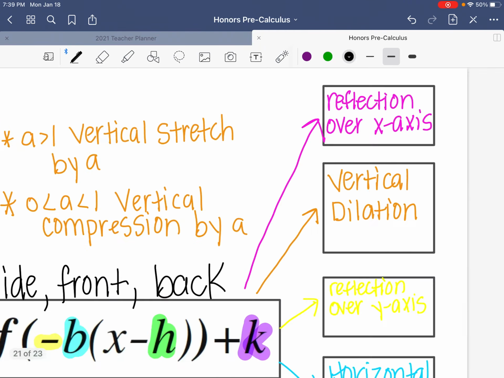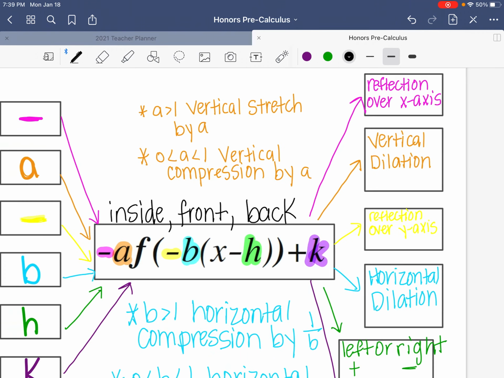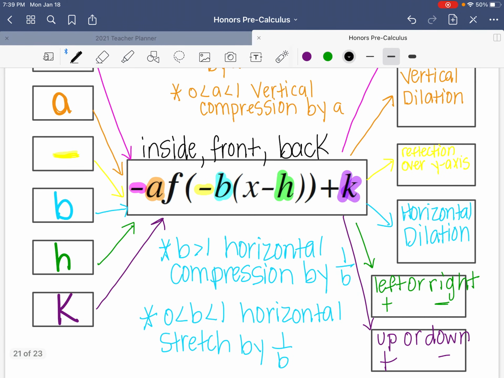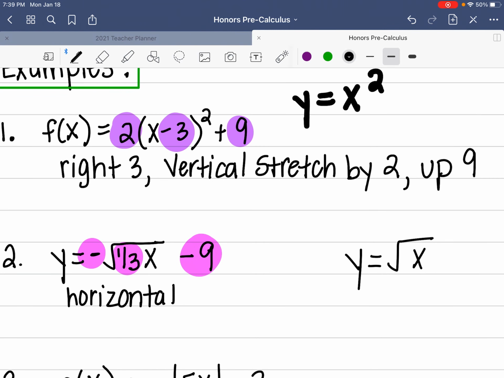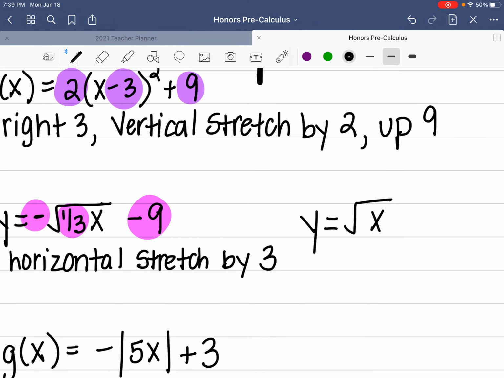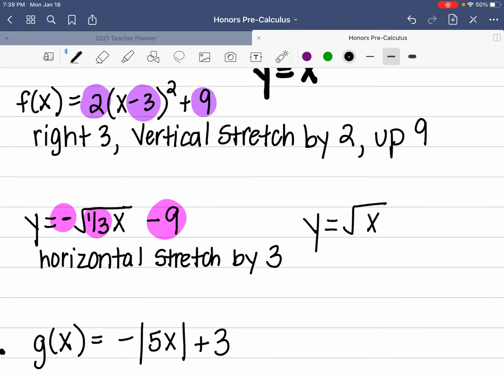I have 1/3. 1/3, if it's horizontal, falls between 0 and 1. So 1/3 is going to be a horizontal stretch. So this is going to be a horizontal stretch, but we do the reciprocal. So it's not going to be by 1/3. It's going to be by 3/1 or just 3. So let me say that again. It's a horizontal stretch because 1/3 falls between 0 and 1. But we call it a stretch by the reciprocal value, which is going to be by 3.